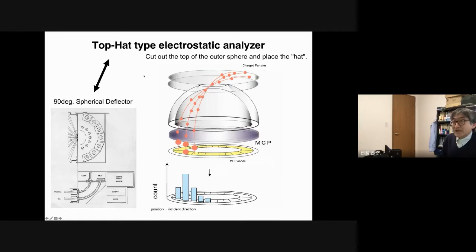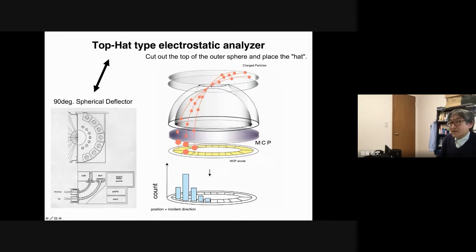So this kind of instrument, called the top hat type electrostatic analyzer, was developed. This instrument has a shape where the top of the outer sphere is cut out and a hat is placed. From this shape, it is called the top hat type electrostatic analyzer. Charged particles come in this way, fly like this, and are detected by the detector placed at the bottom of the instrument.